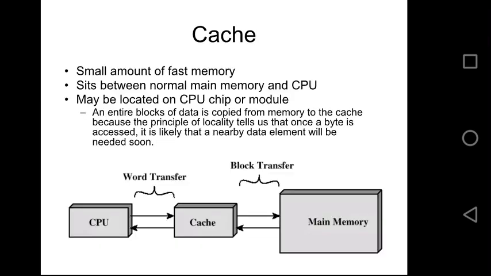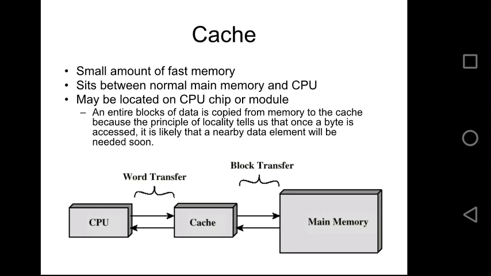Now we discuss cache memory. The cache is a small amount of fast memory. It sits between the main memory and the CPU. It may be located on the CPU chip or module. Sometimes the cache might be available within the processor itself; we call it internal cache. If the cache is present within the chip of the processor, then it is called internal cache. If it is outside the chip of the processor, it is called external cache.